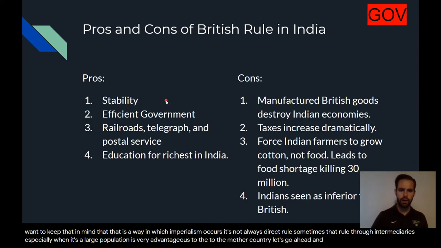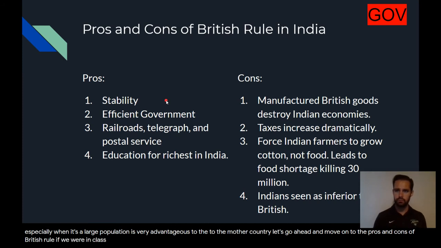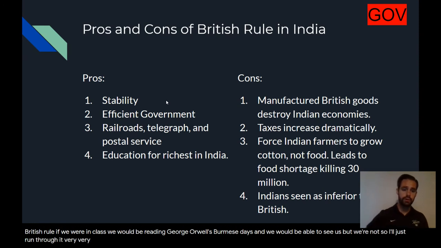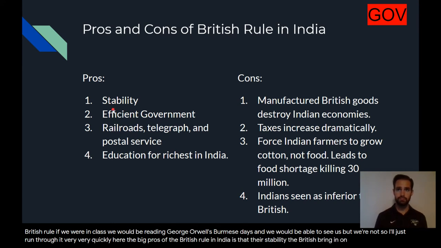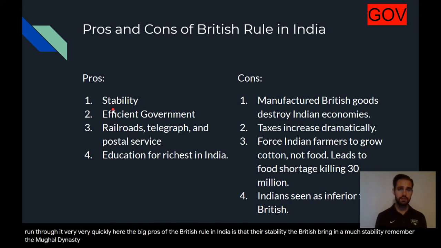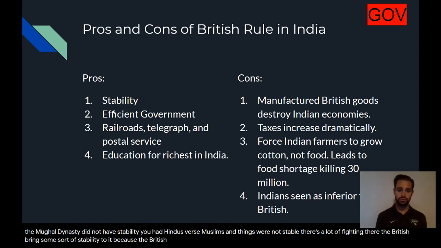Let's go ahead and move on to the pros and cons of British rule. If we were in class, we would be reading George Orwell's Burmese Days, and we would be able to see this, but we're not. So I'll just run through it very, very quickly here. The big pros of the British rule in India is that there's stability. Remember, the Mughal dynasty did not have stability. You had Hindus versus Muslims, and things were not stable. There was a lot of fighting there. The British bring some sort of stability to it because the British are so powerful.